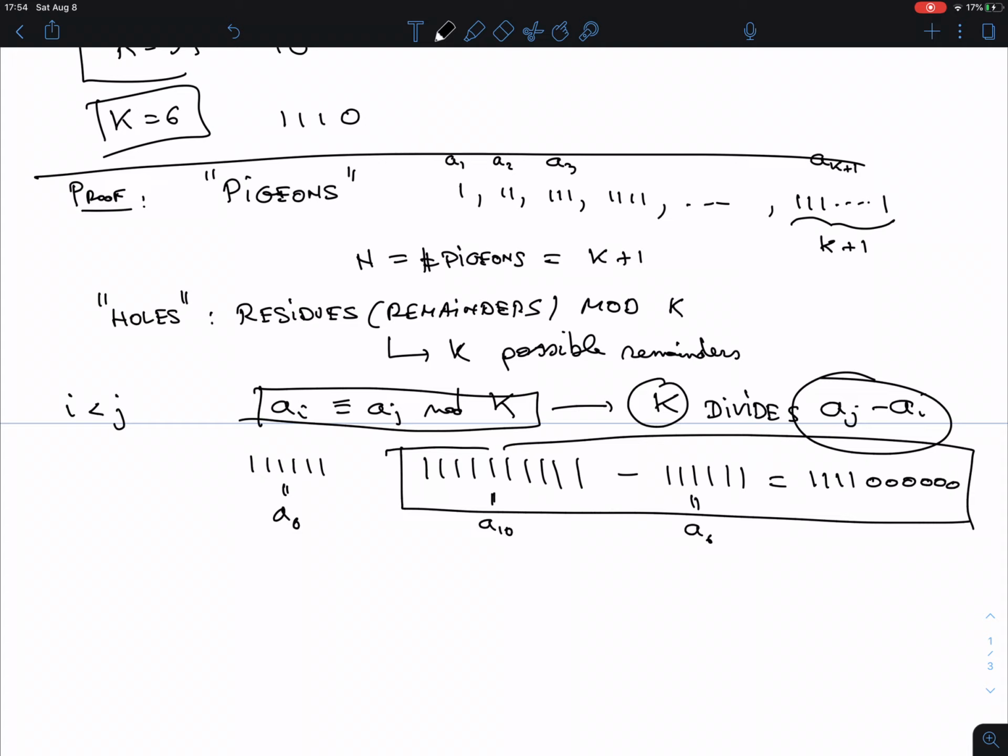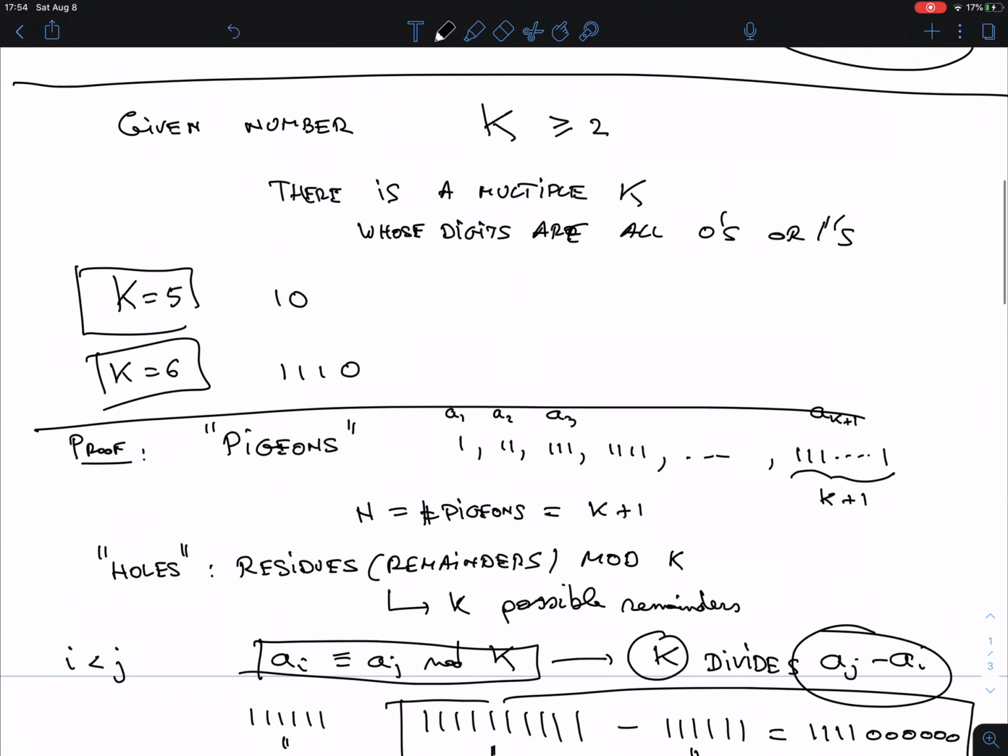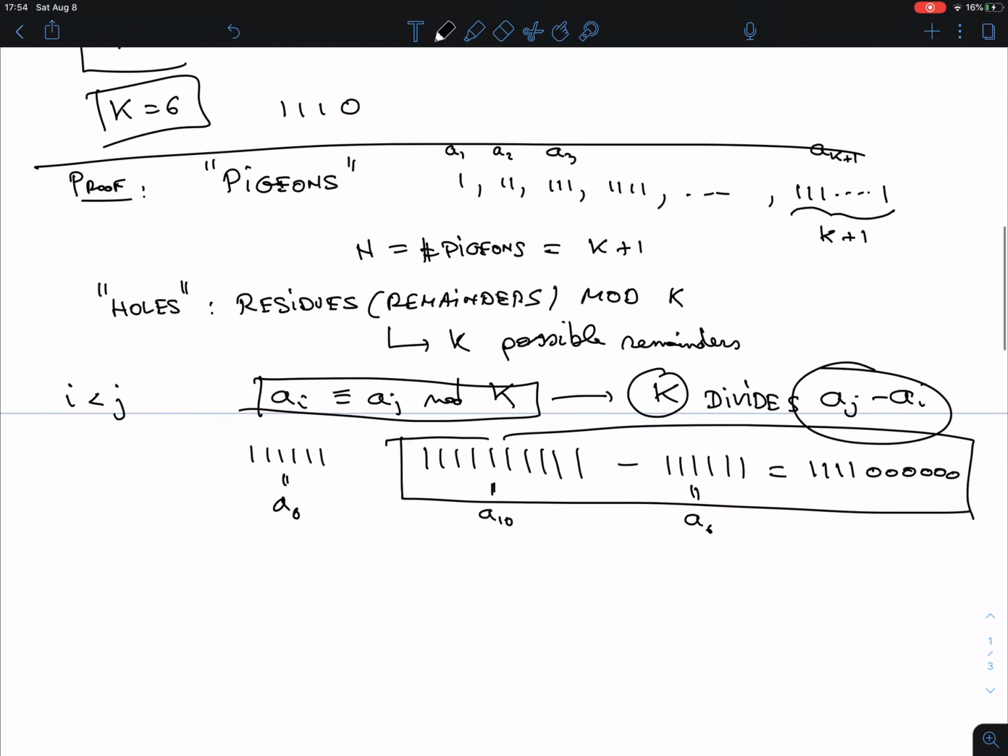So it's even a bit more specific than what I claimed in the beginning. There's a multiple of k where the digits are all zeros and ones. And more precisely, there's a multiple of k that starts with a bunch of ones followed by a bunch of zeros. Okay, so that's an application.